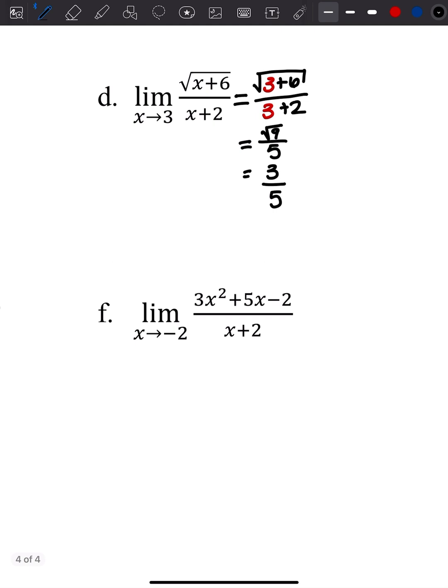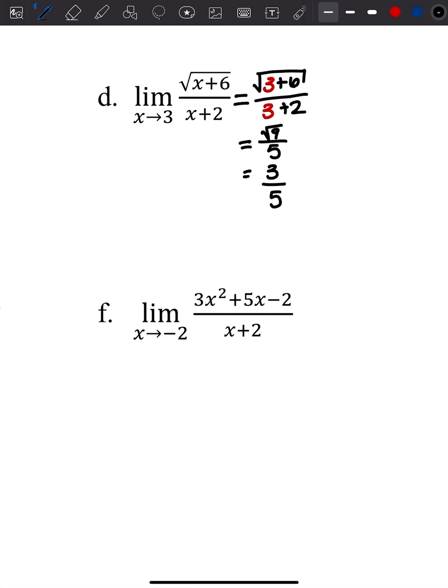Okay, so we have another one over here. If I were to do direct substitution really quick, let's see what we get. So negative 2 squared gives me 4, 3 times 4 gives me 12. Negative 2 times 5 is negative 10. And then we subtract 2. So the top for sure goes to 0. Negative 2 plus 2 is also 0. So this is another indeterminate form where we get 0 over 0.